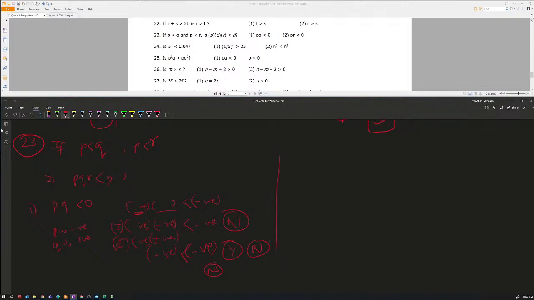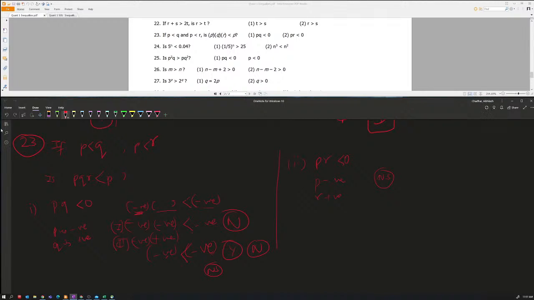And the second one says P into R is less than 0. P into R, we know again P is less than R. So again here P is less than R, so P is negative and R is positive. This is almost the same as the previous one, so this will also be not sufficient.